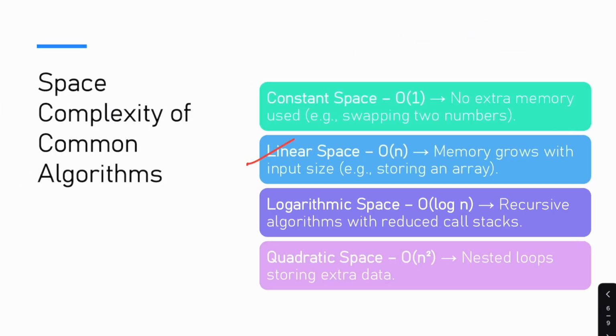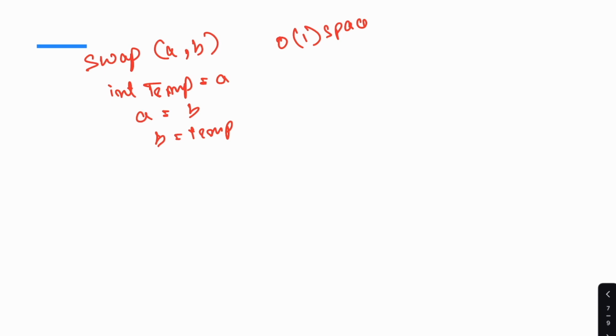Consider the second one, linear space. Linear means proportional. The memory requirement is going to be proportional to the input size. So memory grows proportionally with the input size. Consider the array I just told you about. Consider an array of size n. The array is going to use n memory slots. So if n is 1000, then it is going to use 1000 memory slots. So the complexity will be O of n, right? So memory is growing proportionally with the input size.